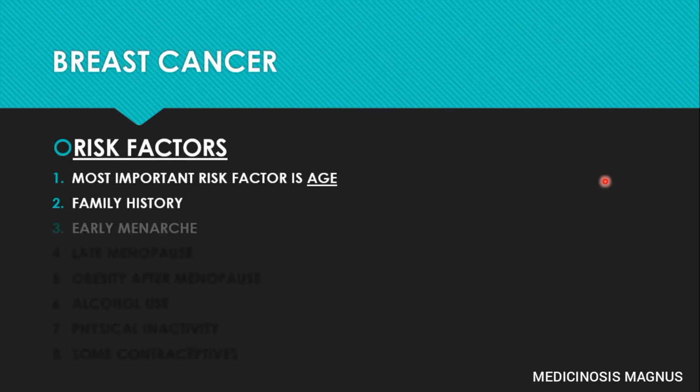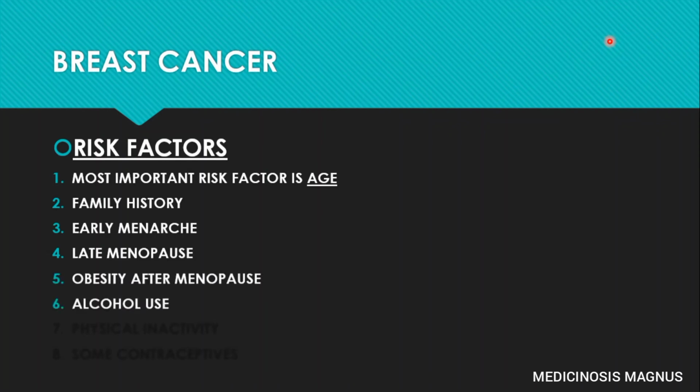Then early menarche or late menopause, in which the patient is exposed to the estrogen for a long time. From early menarche to late menopause, in between this the patient is fertile, so there is more estrogen exposure, and so there can be more chances of having breast cancer. And then obesity after menopause, alcohol use, physical inactivity which can lead to obesity, and some contraceptives like oral contraceptive pills which is said to cause breast cancer, yet it is not confirmed.